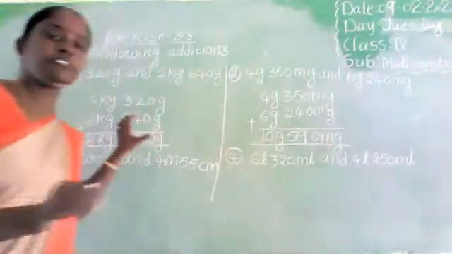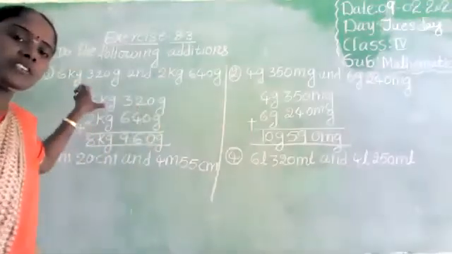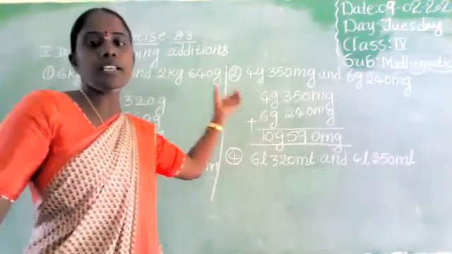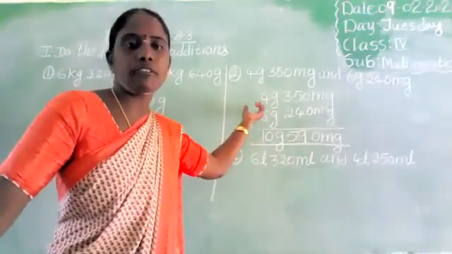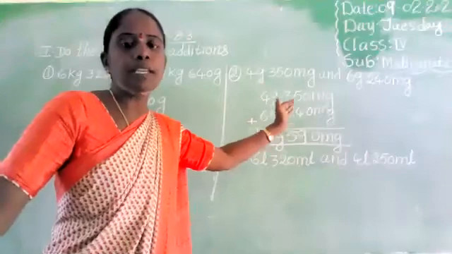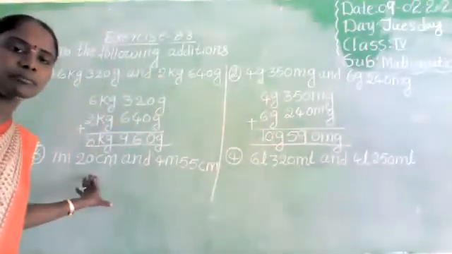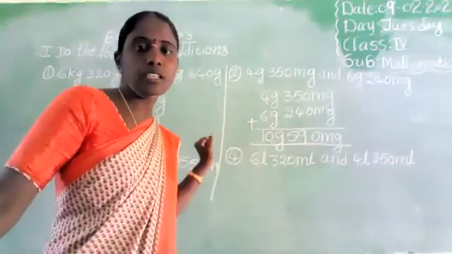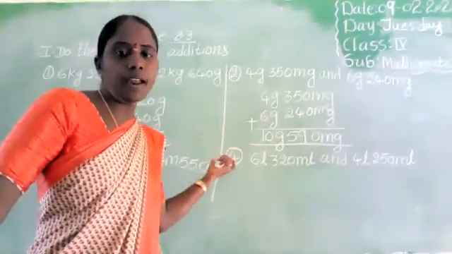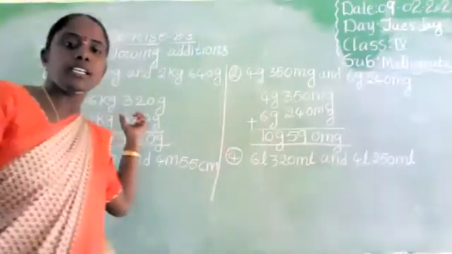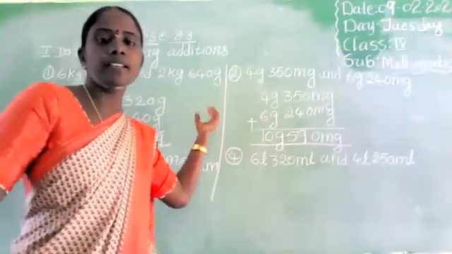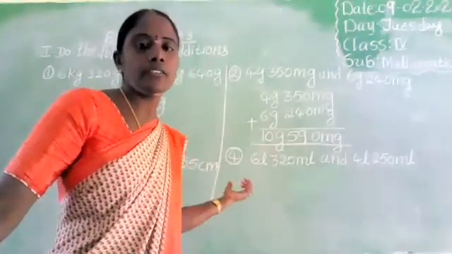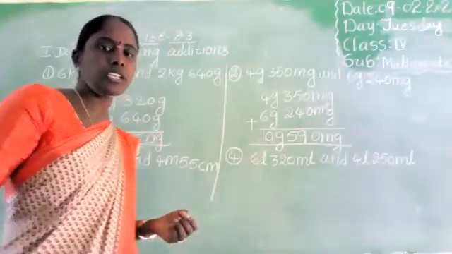Children, different units are there here. First in this one about mass, kilograms and grams. Next here also about mass only, grams and milligrams. Next here meters and centimeters, that is unit of length. How can we add given length, given weight, given capacity? Here we are discussing, children.